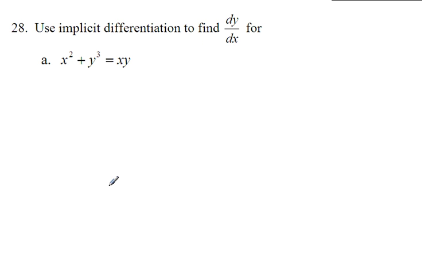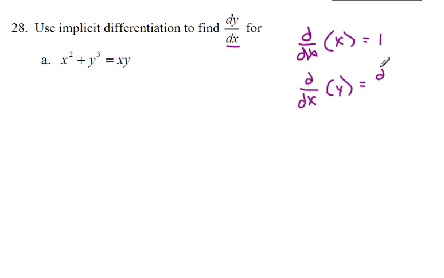With implicit differentiation, we just jump in and start taking the derivative, remembering we're taking the derivative with respect to x. So you should always remember that the derivative of x is simply 1, but the derivative of y will always be written as dy/dx. All right, so here we go.